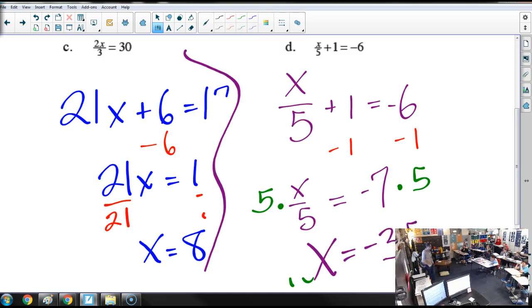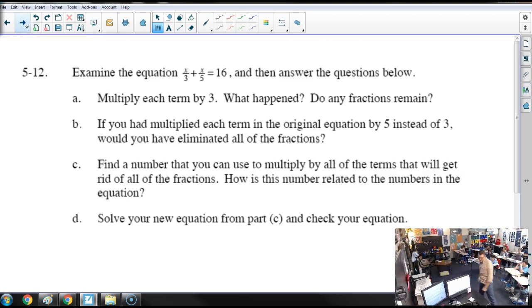Questions? So we're all pros at this? If we had a mini mastery, we'd be good to go? Yep. On your paper, please write down x divided by 3 plus x divided by 5 equals 16. I'll write it again, especially because that's really blurry.